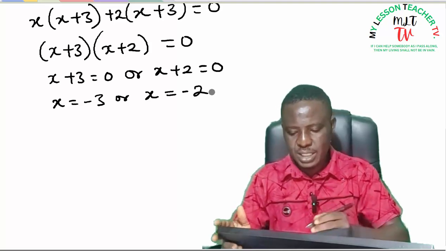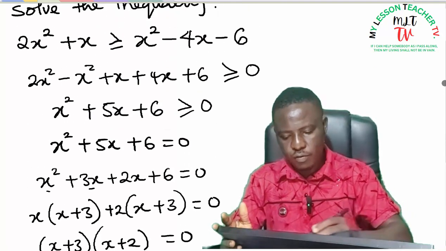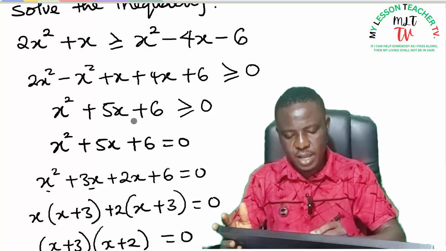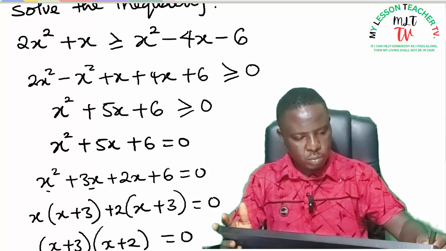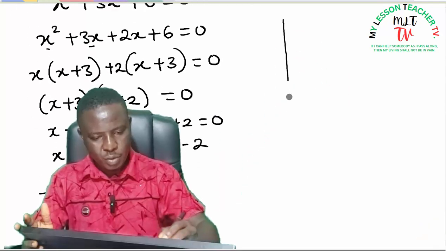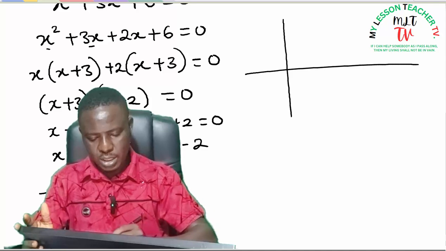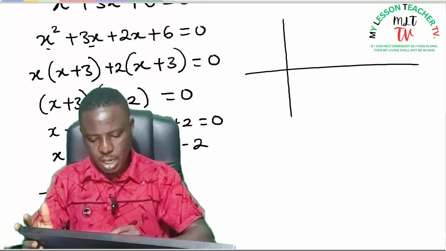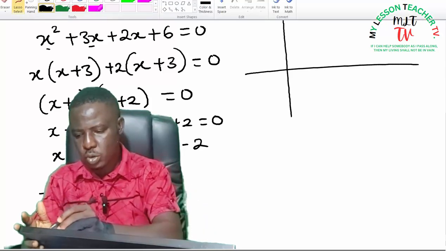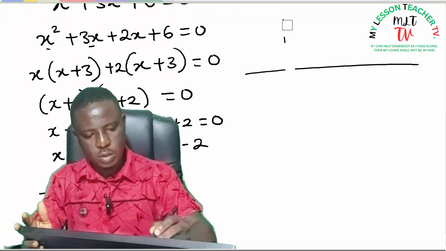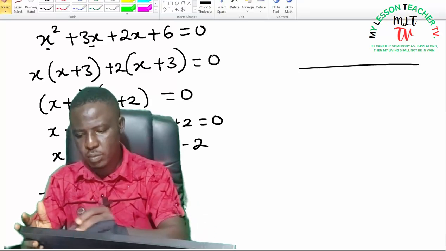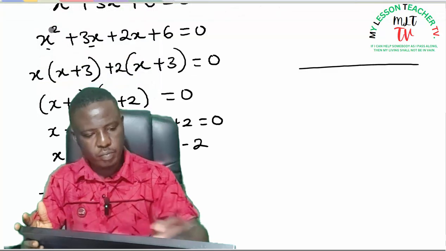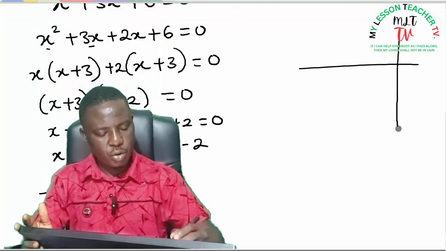So representing this, we are asked to solve that x squared plus 5x plus 6 is greater than or equal to 0. So we have gotten the zeros of the inequality, which are at points minus 3 and minus 2. So this is going to give us something like this. Our origin is going to be here.